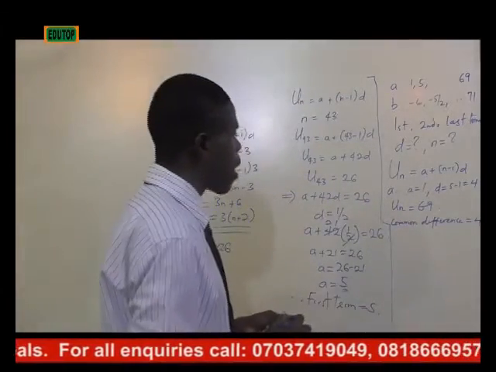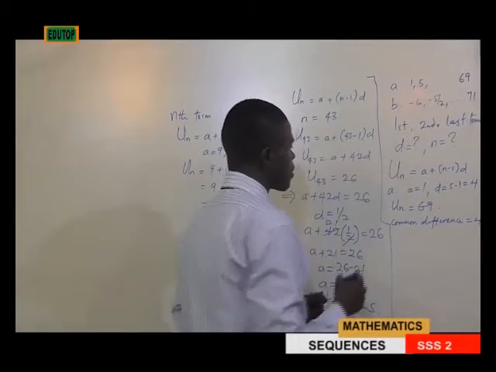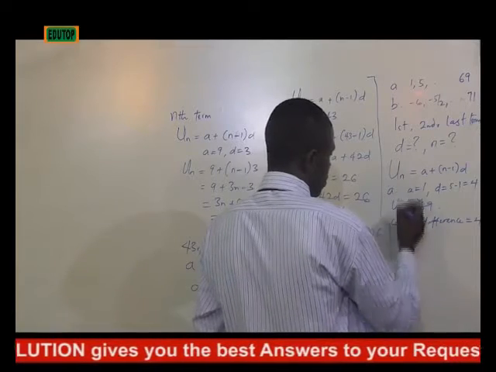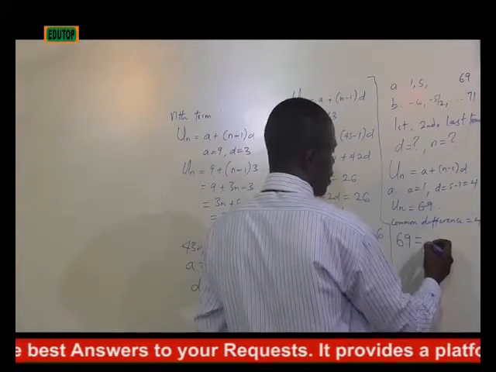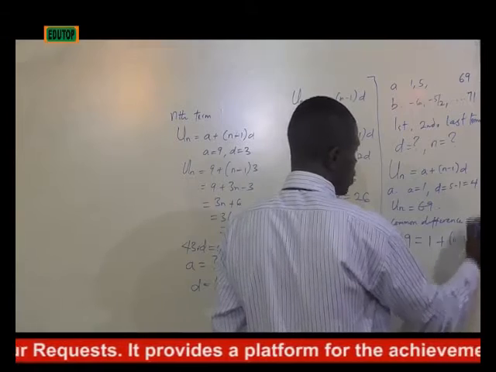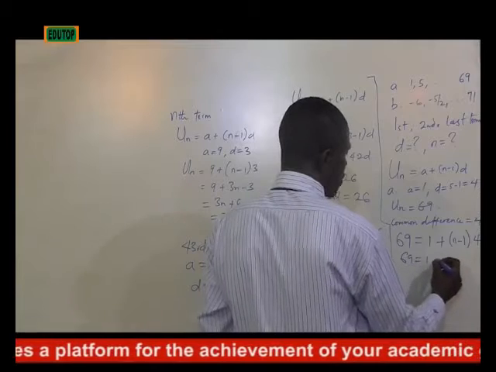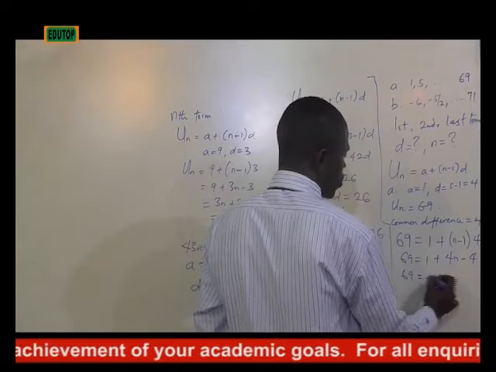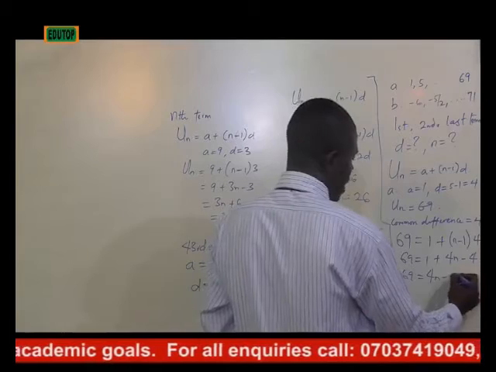Since we have calculated our common difference, the next thing to calculate is the number of terms. Un has been given, which is the last term, that's 69, equal to a. What is our a? Our a is 1, plus n, that is what we want to calculate, then we know our common difference to be 4. So 69 equals 1 plus 4n minus 4. So 69 equals 4n, 1 minus 4, that is minus 3.